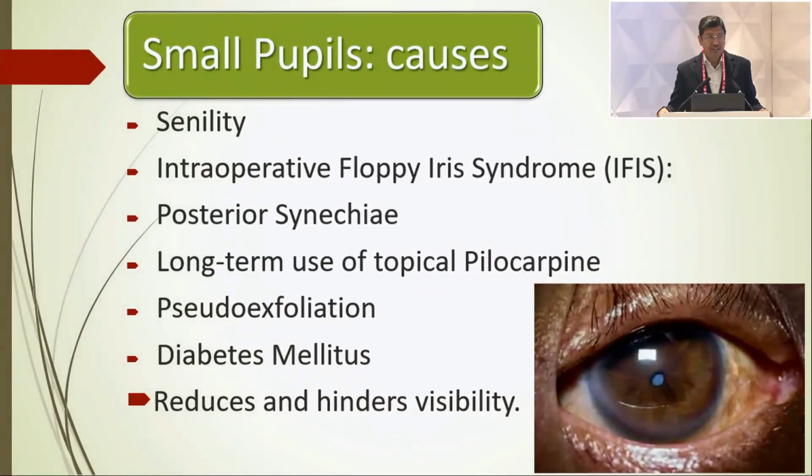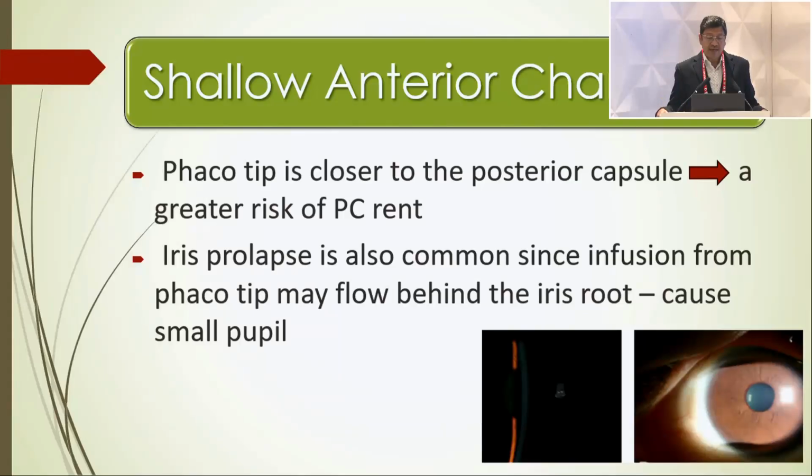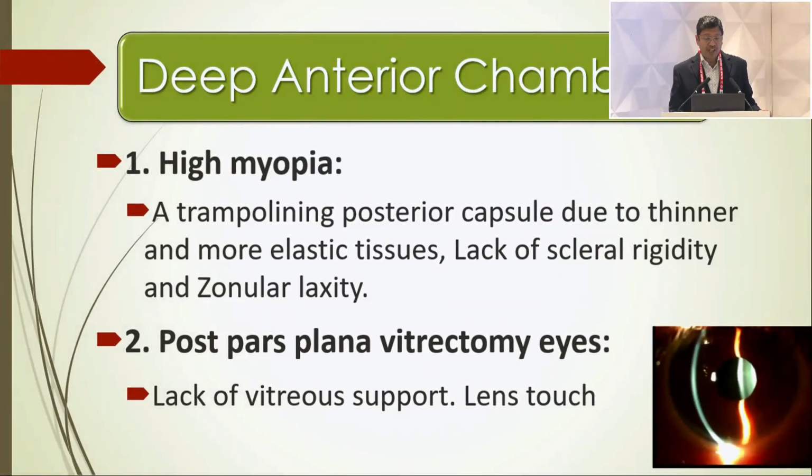Small pupil is one of the most common causes of PCR due to senility, iris atrophy, posterior synechiae, long-term use of topical pilocarpine, pseudo-exfoliation, and diabetes. So there is a visibility issue and PC rent. Shallow anterior chamber due to phacomorphic glaucoma or angle closure glaucoma leads to doing phaco in a very shallow chamber, leading to PC rent. And deep anterior chamber due to high myopia causes general laxity, lack of scleral rigidity, and trampolining effect of the posterior capsule. Pars plana vitrectomy causes lack of vitreous support and lens touch.